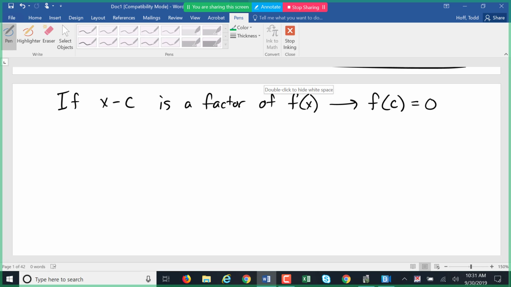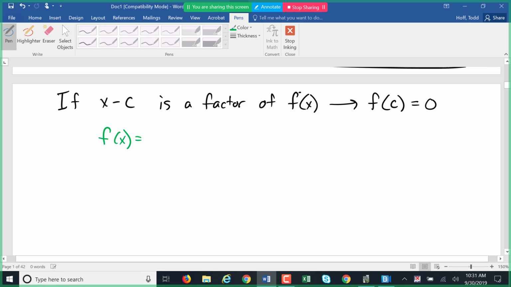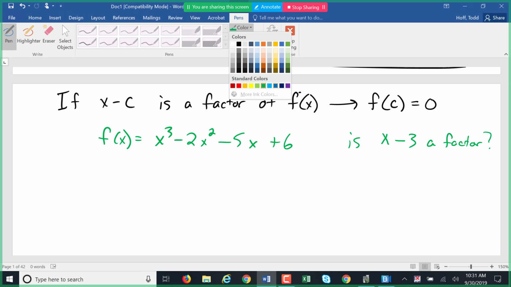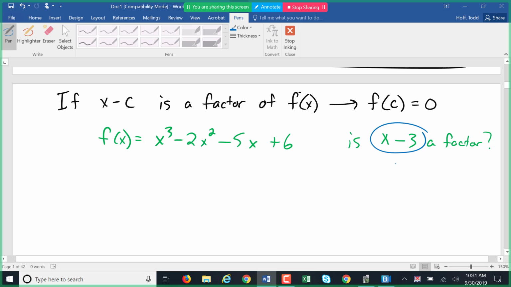So if I want to take something like f of x equals x to the third minus 2x squared minus 5x plus 6, and test is x minus 3 a factor. What I'm going to test here, that's of that form x minus c, so c equals 3. So what I'm going to test is this f of 3, does that equal 0?